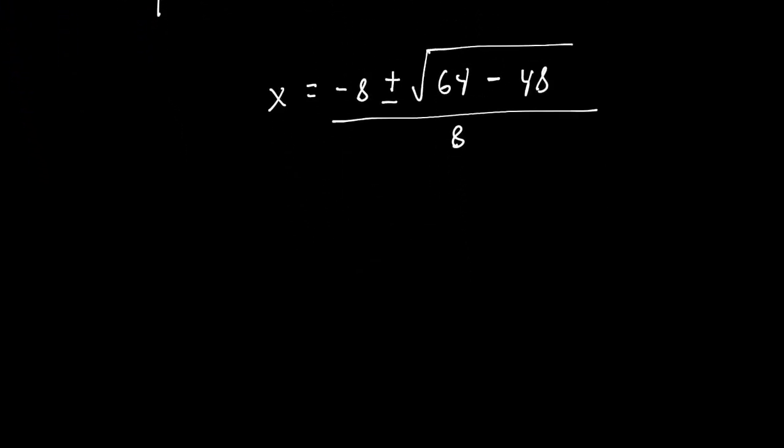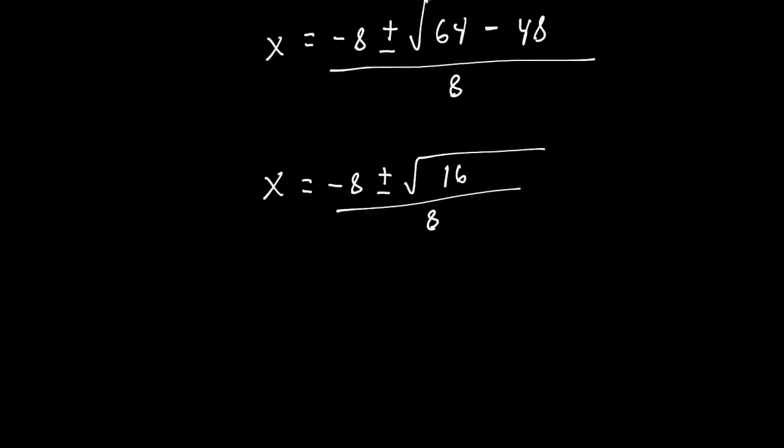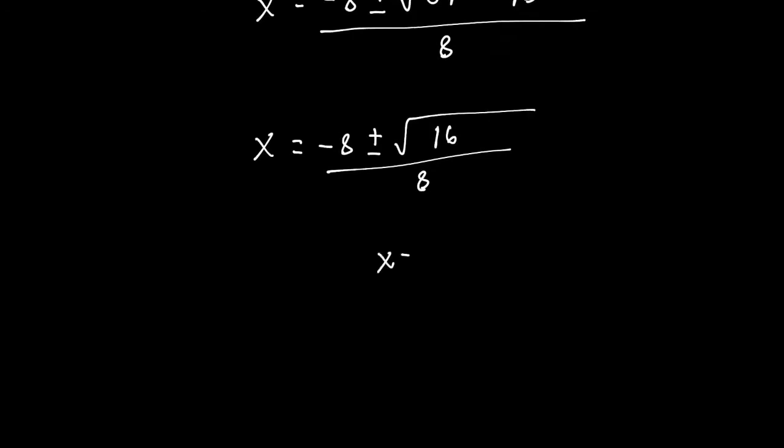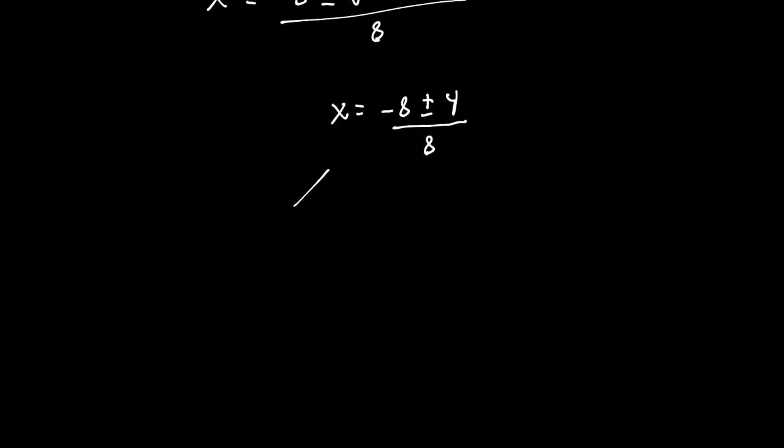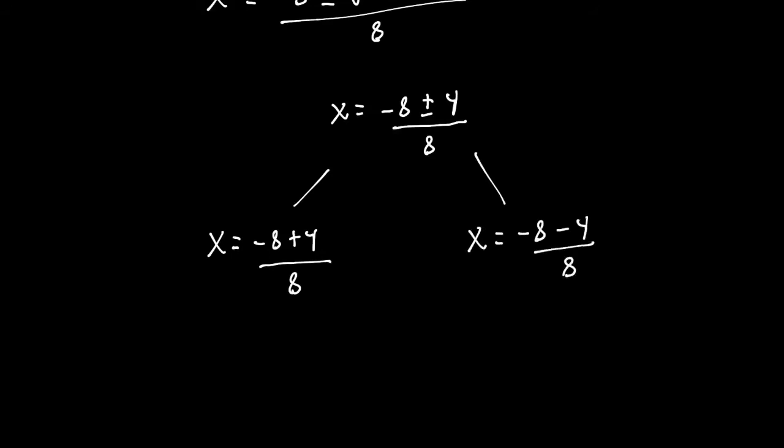Okay, now we have x equal to negative 8 plus or minus, and then 64 minus 48 is 16. Okay, this is going to be all over 8. The square root of 16, that's going to be 4. So then we are left with x equal to negative 8 plus or minus 4 all over 8. So here are my two solutions. x equal to negative 8 plus 4 divided by 8. And the second solution is going to be x equal to negative 8 minus 4 divided by 8.